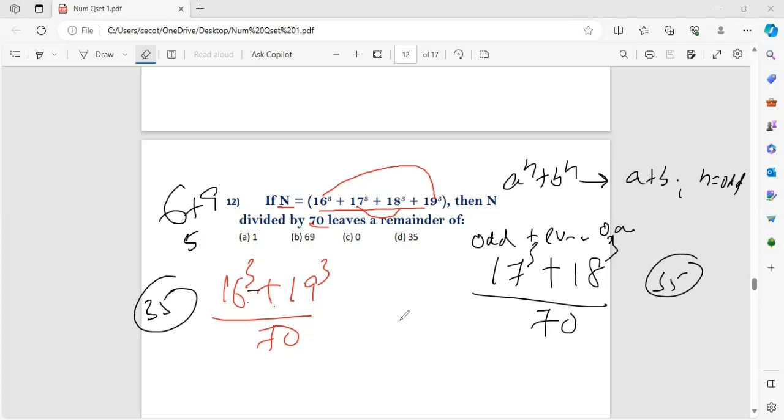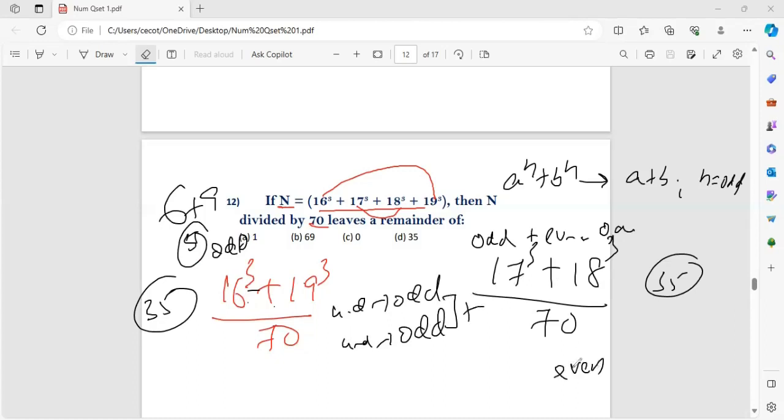Now, if you add two odd numbers, this is an odd number here. So, this expression will give unit digit as odd. And this expression will give again unit digit as odd. So, if you add two odd numbers, what will you get? You will end up with an even number, which means the addition of this full expression will be an even number. Now, these are multiples of 35 as well as even numbers, which are multiples of 2. So, it's an even number as well as a multiple of 35, which means a multiple of 70. So, answer will be option C. Clear? 0 will be the remainder because this is a multiple of 70.